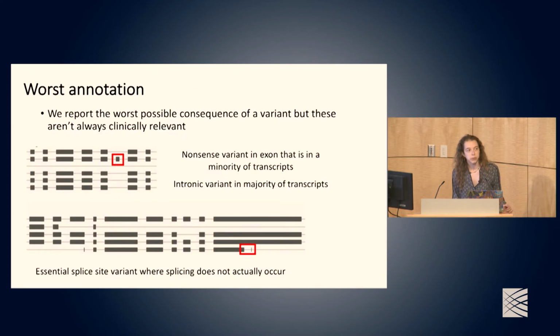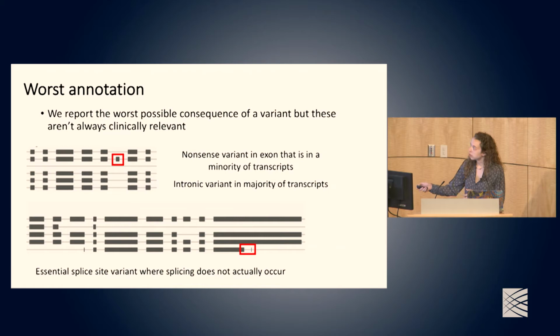So one of the concepts we use is called worst annotation. While something might have one effect on maybe the canonical transcript or the clinically relevant transcript, we always give a variant the kind of worst annotation it can get. And so I'm going to show you some examples of these.